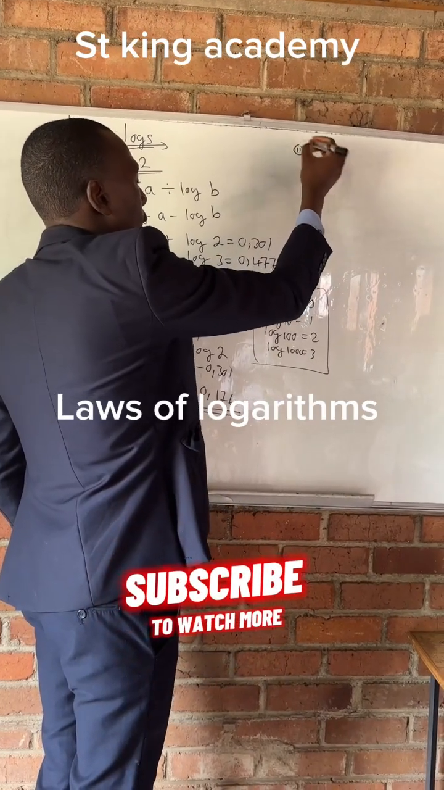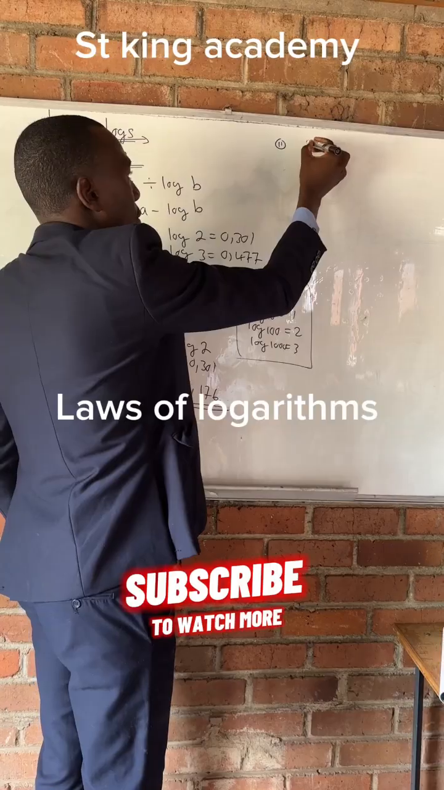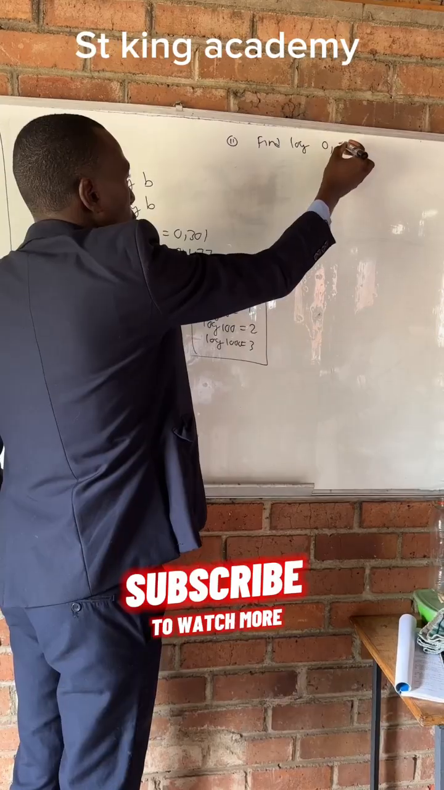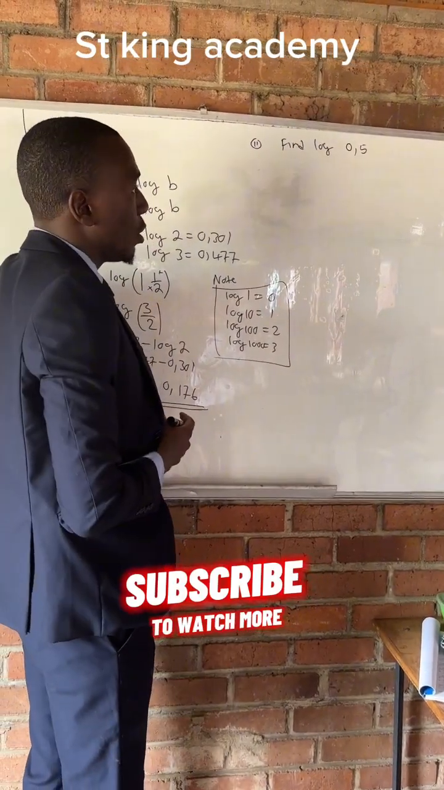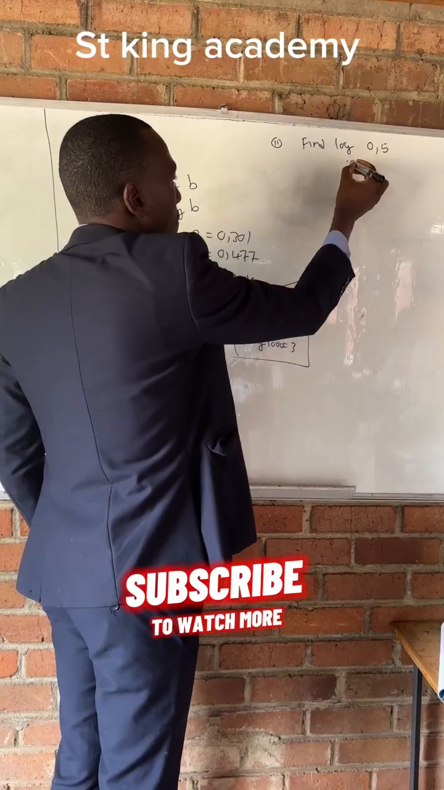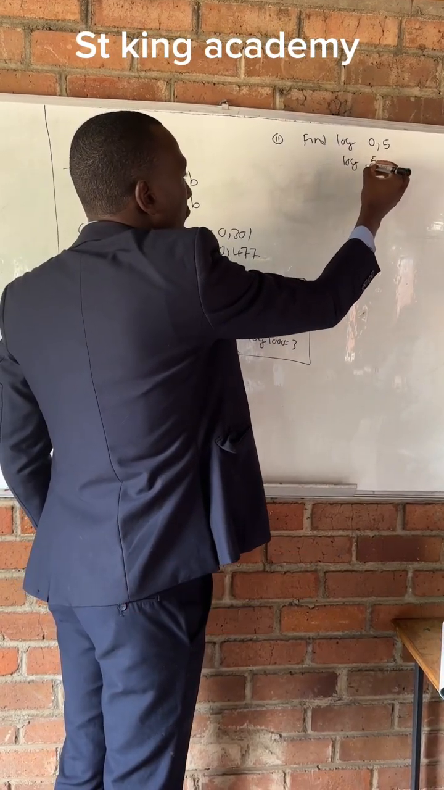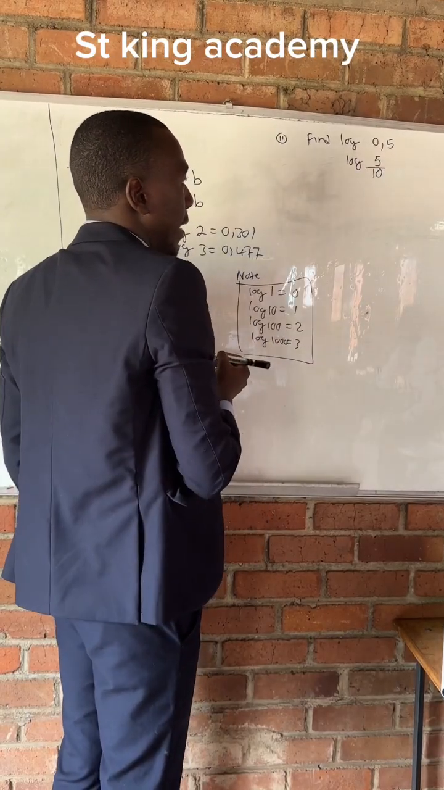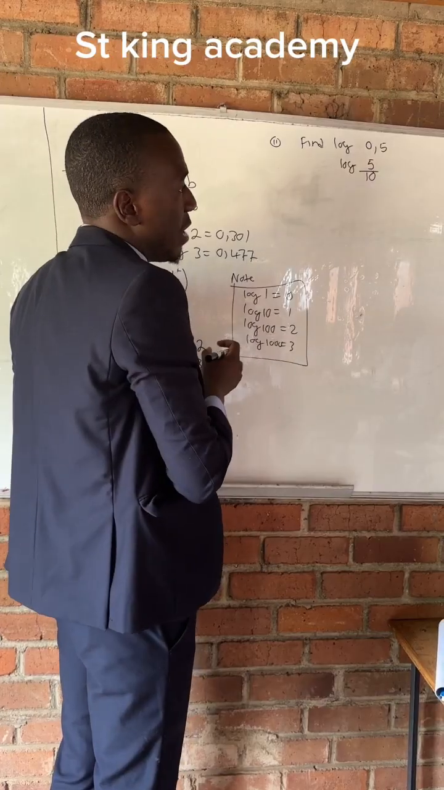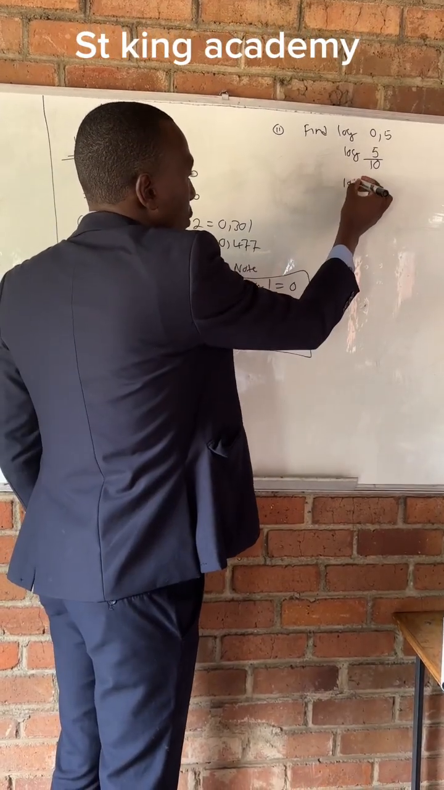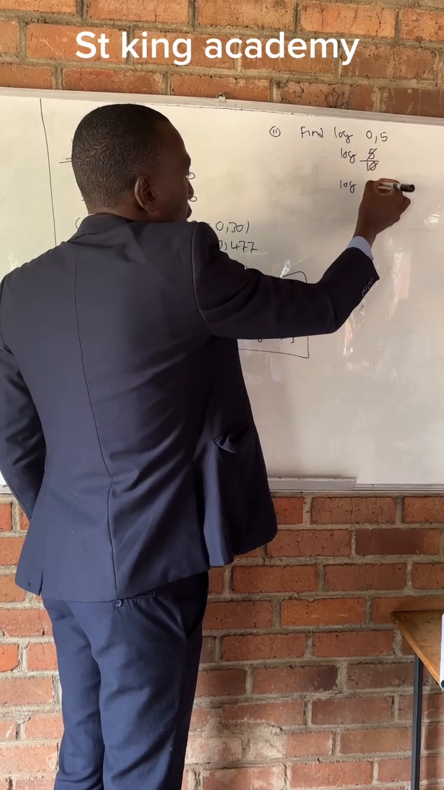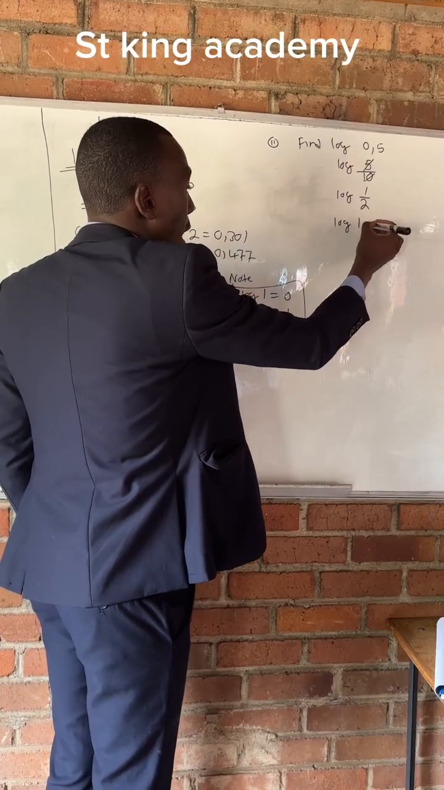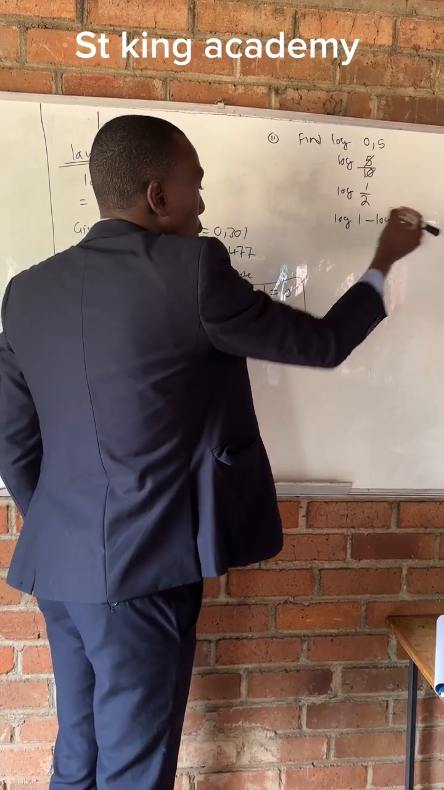Example number 2, let's say you have to find log 0,5. So log 0,5 is the same as log 5 over, our digits after the comma are 1, so we are dividing by 10. So 0,5 is the same as 5 over 10. Then you can further simplify as 1 over 2. So we are saying it's log 1 minus log 2.